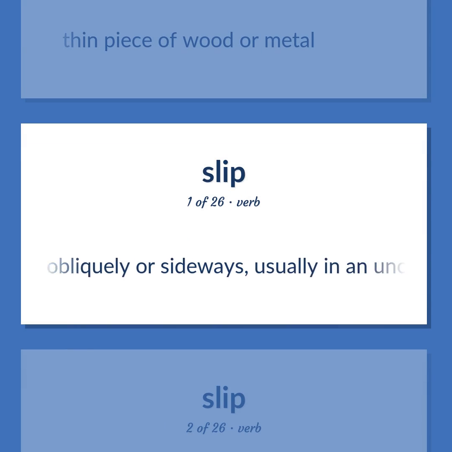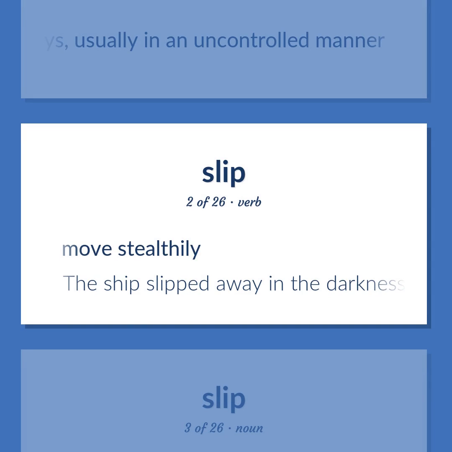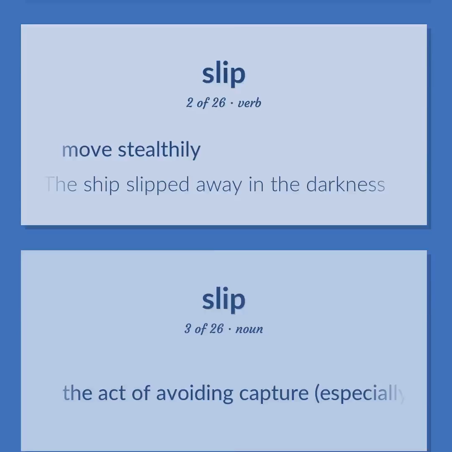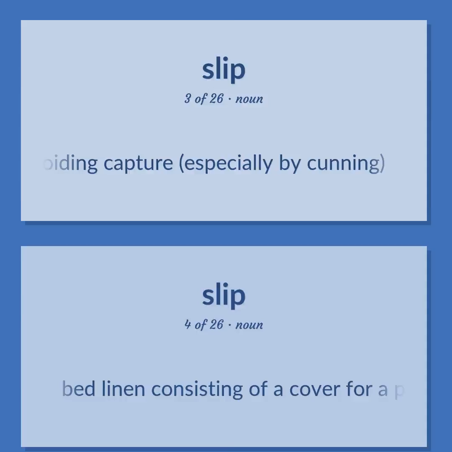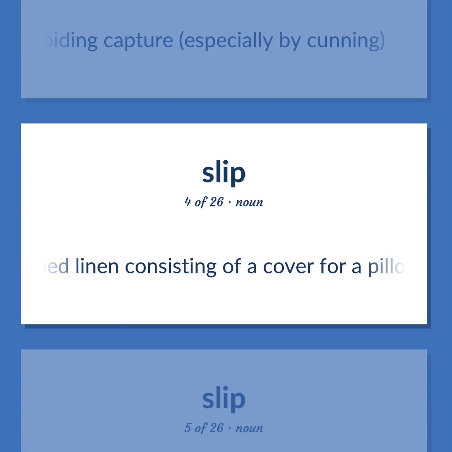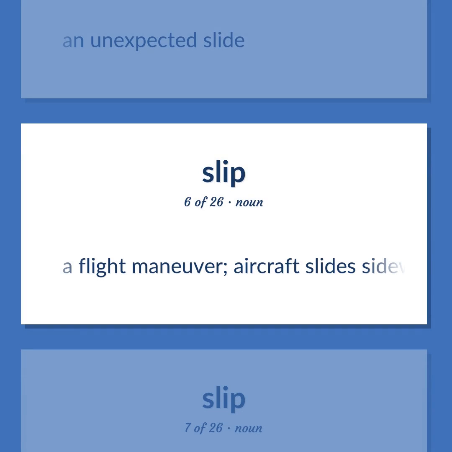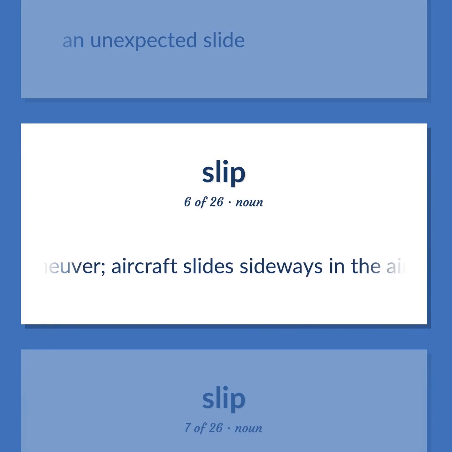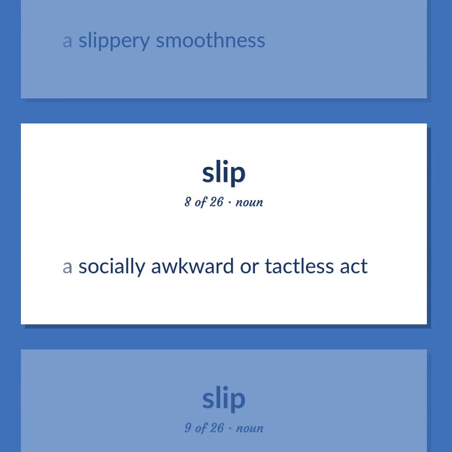Move obliquely or sideways, usually in an uncontrolled manner. Move stealthily. The ship slipped away in the darkness. The act of avoiding capture, especially by cunning. Bed linen consisting of a cover for a pillow. An unexpected slide. A flight maneuver. Aircraft slides sideways in the air. A slippery smoothness. A socially awkward or tactless act.